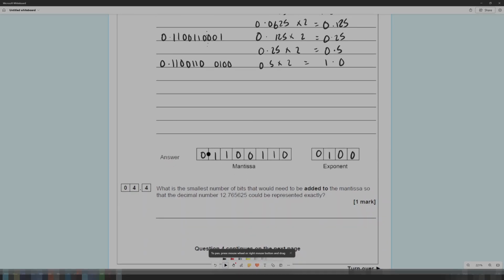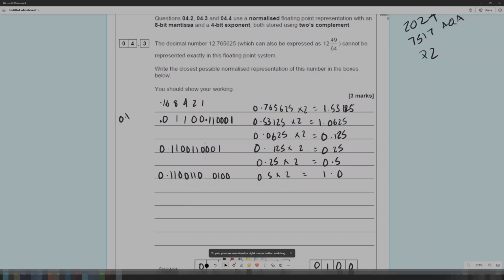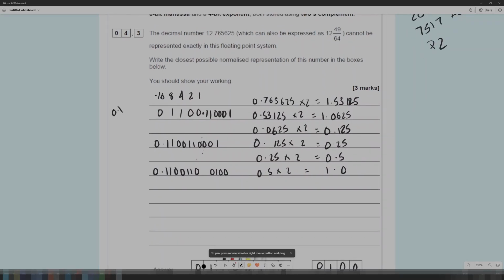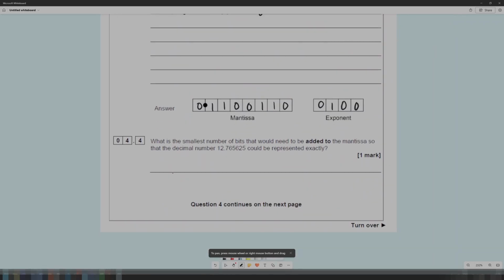what is the smallest number of bits that would need to be added to the mantissa, so to this, so that we could represent the number exactly? Because given what they told us, 8 bits is not enough to cover all of this. So how many did we have to chop off? Well, 3. If we put those 3 back in, when we extracted this number, we would get back exactly this value here. So we chopped off 3. So to get it back to what it was, we need to add in 3 bits, the 3 bits that we chopped off.